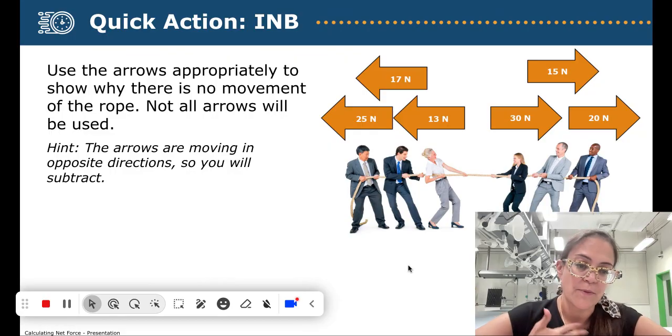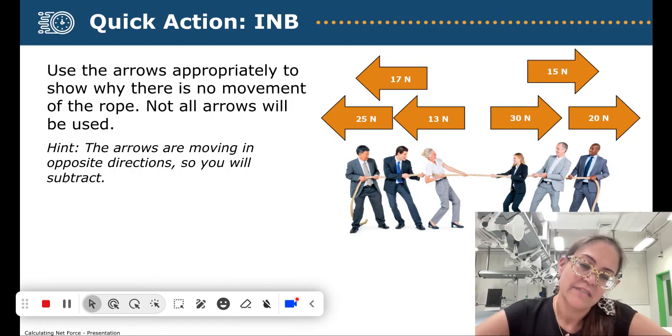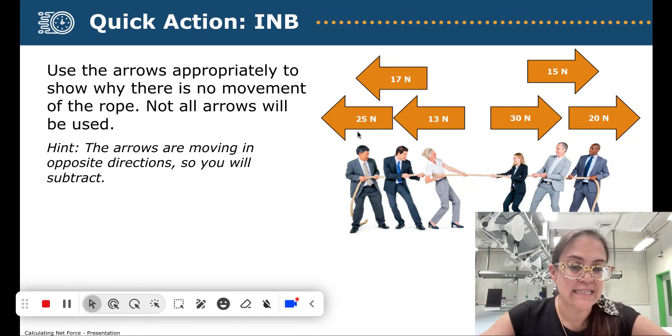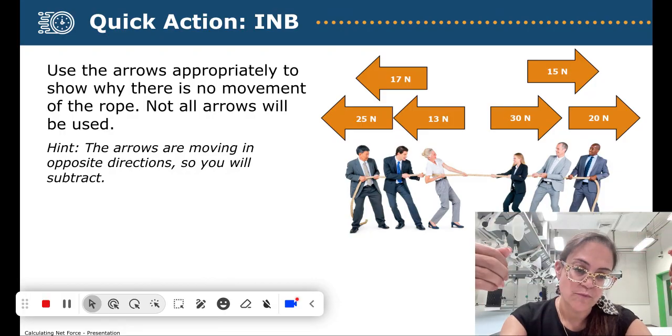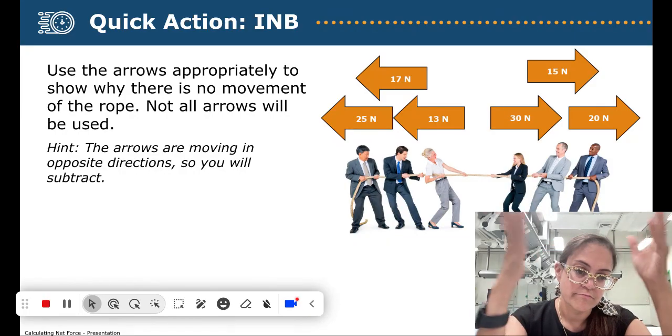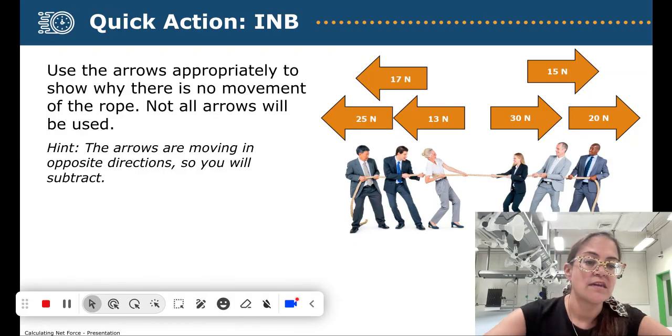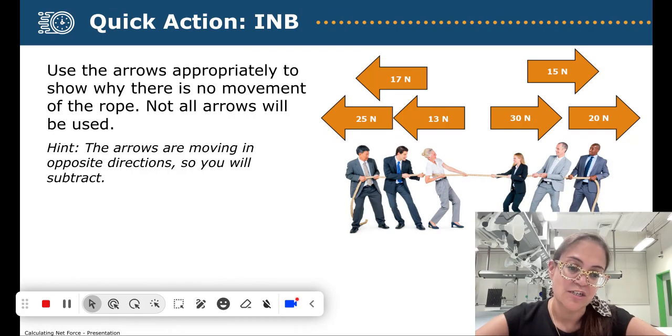And if you notice, these people are not going anywhere. They're just standing still, kind of. And it's because if you add 17 plus 25 plus 13, you get 55 newtons pulling to the left. And if you add 15 plus 30 plus 20, you are also getting 55 newtons to the right. So we have 55 to the right, 55 to the left. Since they are moving in opposite directions, we subtract them. 55 minus 55 is 0, and so there's a 0 net force. So nothing about this group of people is going to change. They're going to stay in the exact same spot, and nobody's going to be able to win.